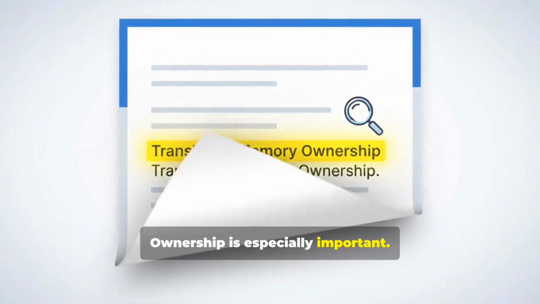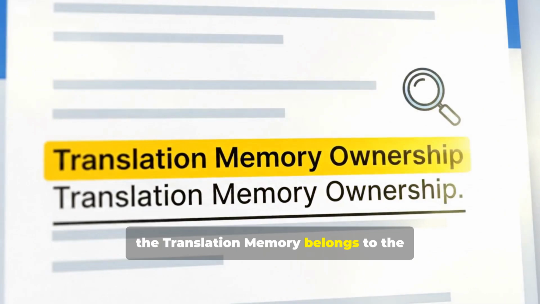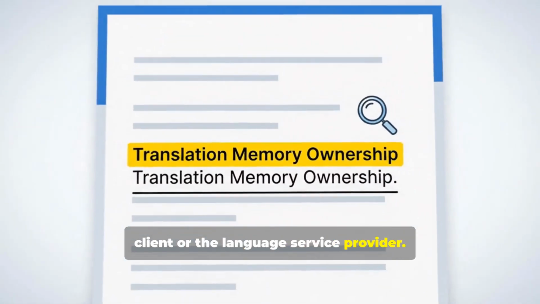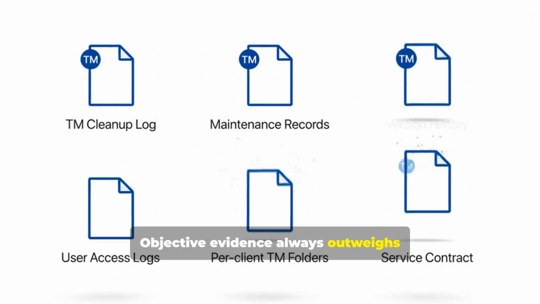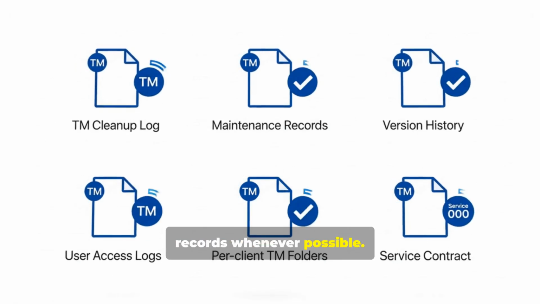Ownership is especially important. Contracts should clearly define whether the translation memory belongs to the client or the language service provider. Objective evidence always outweighs verbal statements. Auditors should request documented records whenever possible.